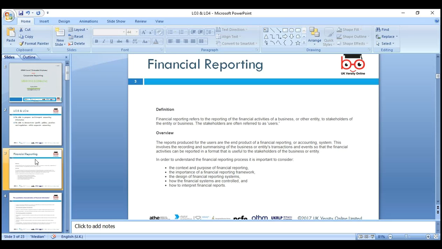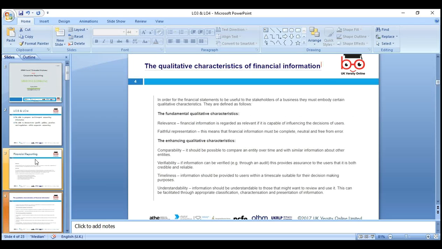So, the importance of the financial reporting framework. If we follow the financial reporting framework, we get a more organized system of recording the information, the design of the financial reporting system, how financial systems are controlled, and how to interpret the financial reports. So it's quite useful. We need to look at what control mechanism we can adopt.